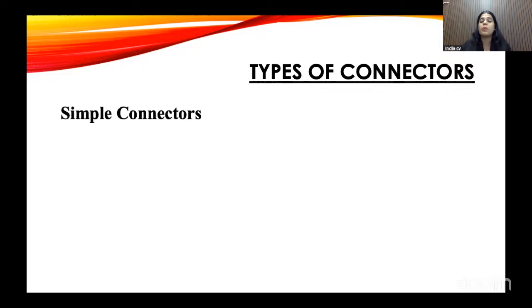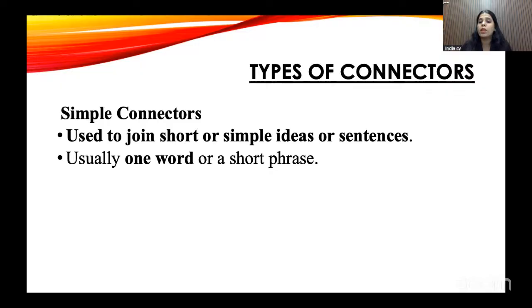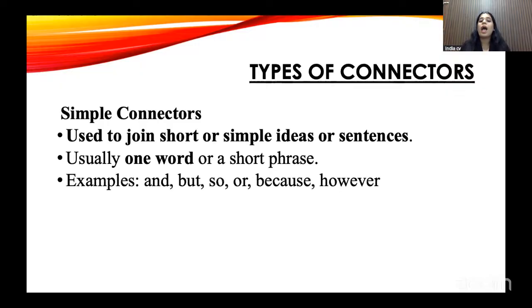So, the first thing that we have is simple connectors. Now, you have short sentences, simple ideas, simple sentences. You don't need to overcomplicate it. You can use simple connectors, usually one word or a short phrase. So, and, but, so, because, however. Now, if you use these connectors, it shows that you can prepare simple sentences without forcefully trying to add a complex connector and even confuse yourself.